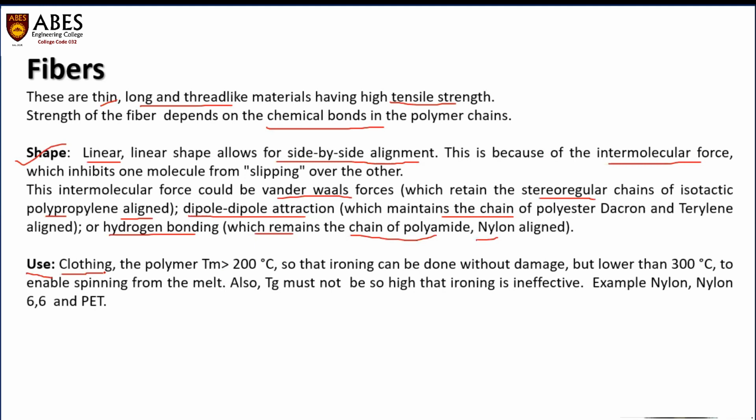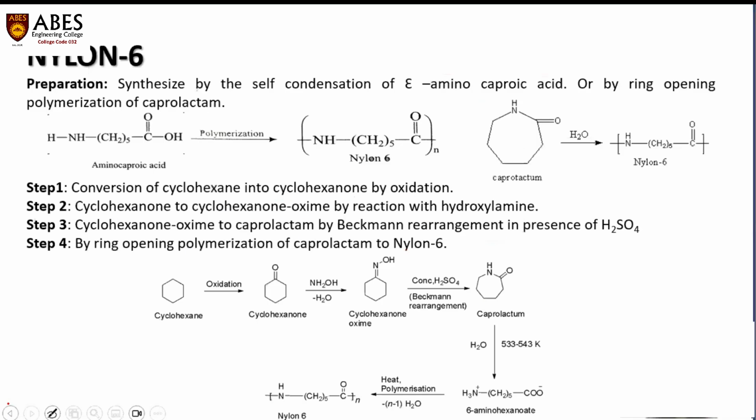If we discuss the use of the fibers, they are used in clothing applications. For a polymer to be used for clothing, its melting point should be greater than 200 degrees C and lower than 300 degrees C, so that ironing can be done without damage to the material. Also, they should have a Tg that is not so high that ironing is ineffective. Examples of fibers are nylon 66 and PET. PET is basically polyethylene terephthalate.